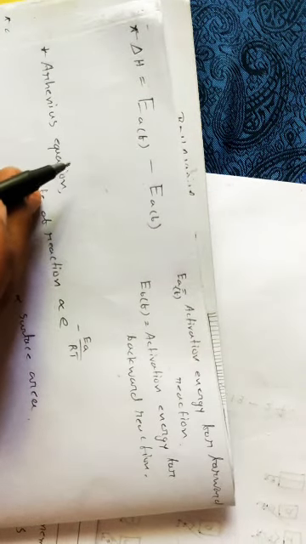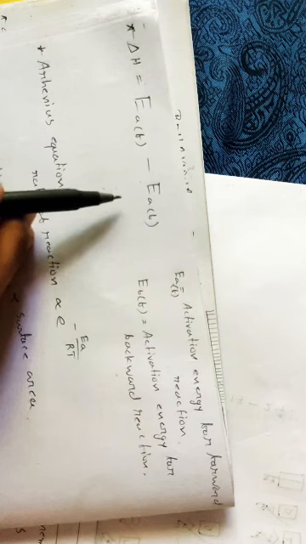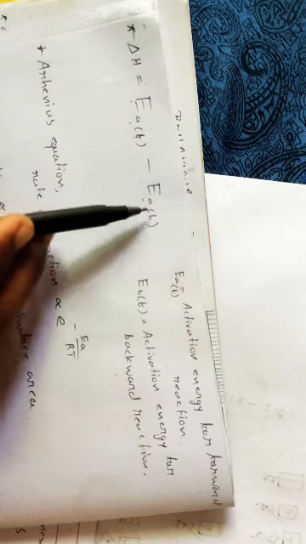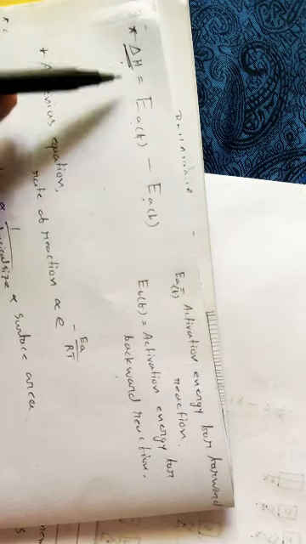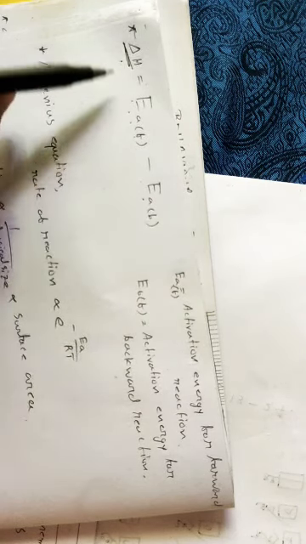Then for a reaction, if the activation energy for the forward reaction is E suffix A forward, and the activation energy for the backward reaction, E suffix A backward, is given, then the change in enthalpy del H will be E A forward minus E A backward, that is, the activation energy for the forward reaction minus the activation energy for the backward reaction. From this we can get the change in enthalpy.